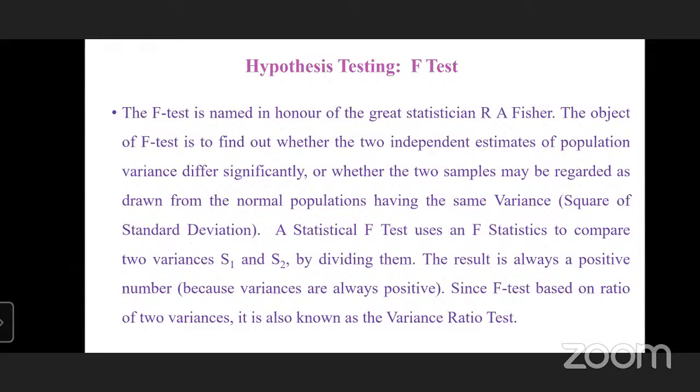म्हणजे दोन पॉप्युलेशनचे जे व्हरायन्स आहेत लक्षात घेण्यासारखे वेगळे असतील तर यासाठी आपण टेस्ट वापरत आहे. और whether the two samples may be regarded as drawn from normal populations having the same variance. Variance means what? Square of the standard deviation. जे स्क्वेअर रूट आपण करता ते स्क्वेअर रूट आपण काढून टाकलं स्टँडर्ड डेव्हिएशनचं उत्तर येतं व्हरायन्स. A statistical test, the F test uses F statistics.